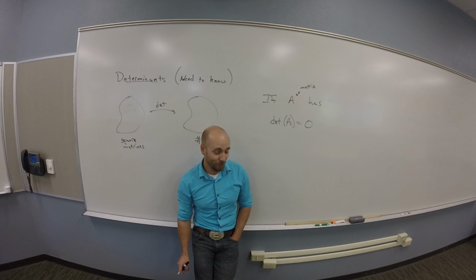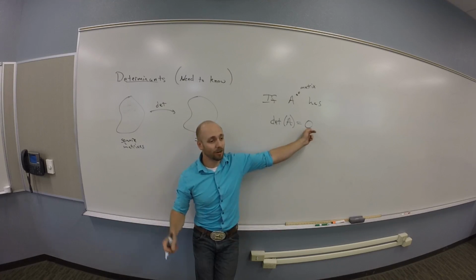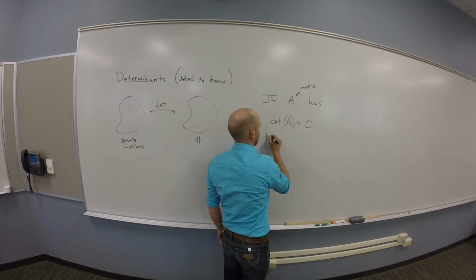One, it's the one you can't divide by, right? And remember in the 2 by 2 matrix trick, you have to divide by the determinant to find the inverse, right? I don't know how to divide by this, so determinant is 0 implies there's no inverse.